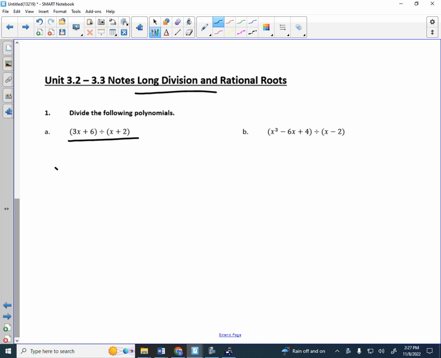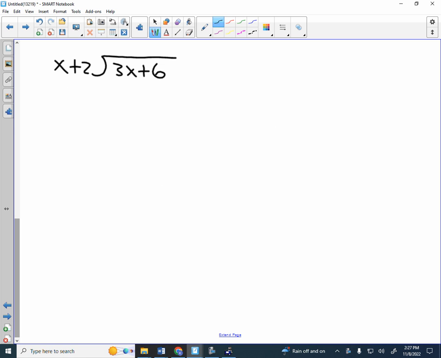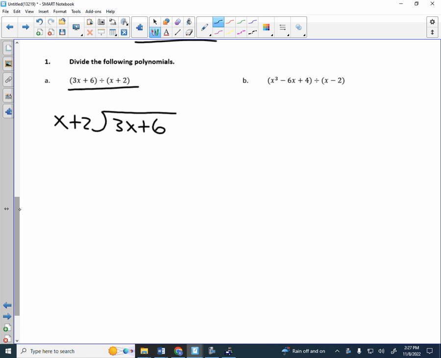But this is what you should be able to do: take x plus 2 and divide it into 3x plus 6. As we divide these, the way I go about this is I say, what do I multiply x by to get 3x? 3, okay? And that goes above the 6 because it's a constant. Then I multiply the 3 back through, and I get 3x plus 6. And I subtract those, and I get 0. So 0 is my remainder. Everybody good with that? 3 is the answer.